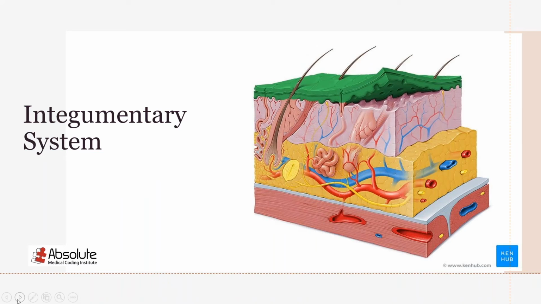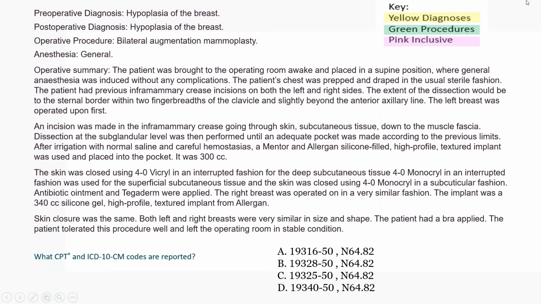Okay, now let's move on to the first scenario, and the first chapter code is integumentary. And I would like Miss Anu to come on the floor and help us in reading out this scenario. And meanwhile, I will be in the chats.